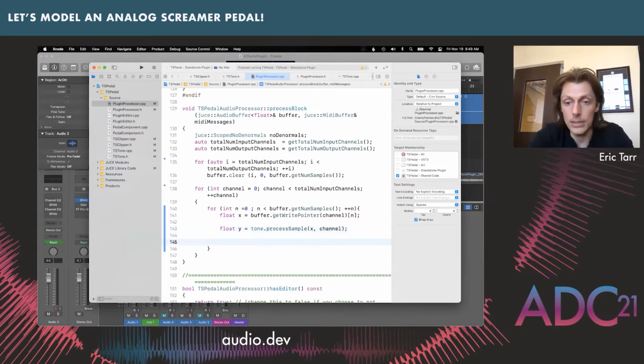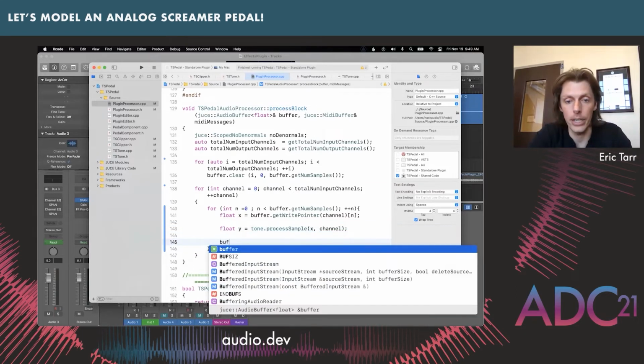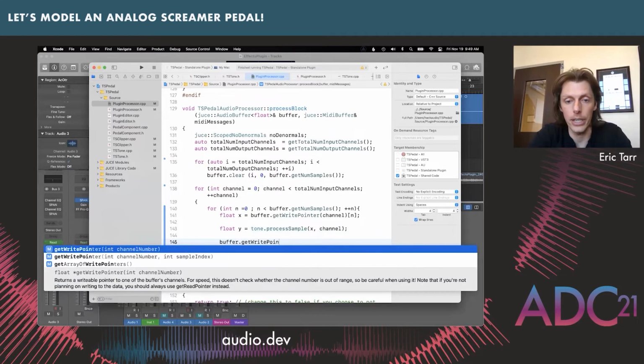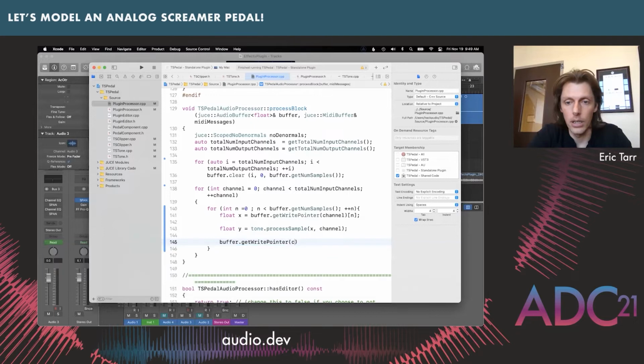And now we'll store this to our right pointer again, buffer dot get right pointer for that channel, and that sample equals y. Okay, this isn't the most efficient way to write the code, but I think it's hopefully intuitive.